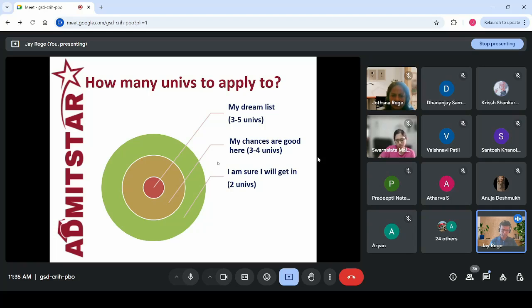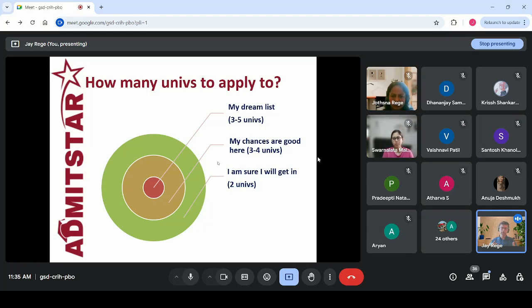At the end of your entire application, you don't want to sit with too many safe admits. They don't really help. It's always better to get one good admit, one of your dream admits, rather than having 5 safe admits, because you just have to study at one university. But many students feel that okay, I need five admits, I need six admits.